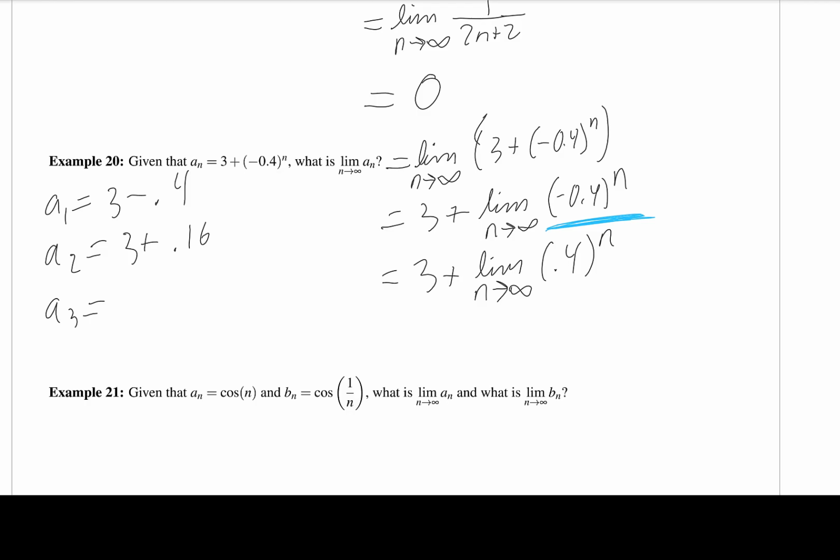And as n goes to infinity, we can think of 0.4 as just 2 over 5. And so the denominator is going to be growing faster than the numerator, which means that the denominator is going to be getting infinitely bigger than the numerator. So we can say that this is going to be 3 plus 0, which is 3.